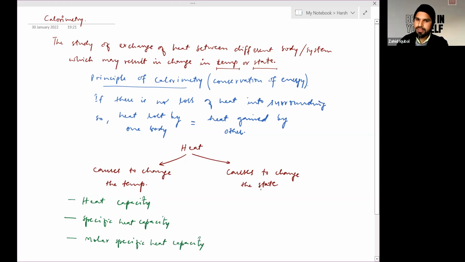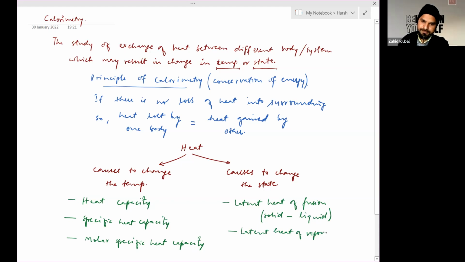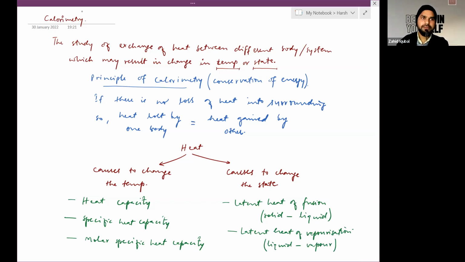Similarly, for heat which causes a change in state, first is called latent heat of fusion, to change solid into liquid. And similarly, the next is latent heat of vaporization, that is from liquid to vapor. First, write it down, then I'm defining these different terms individually.